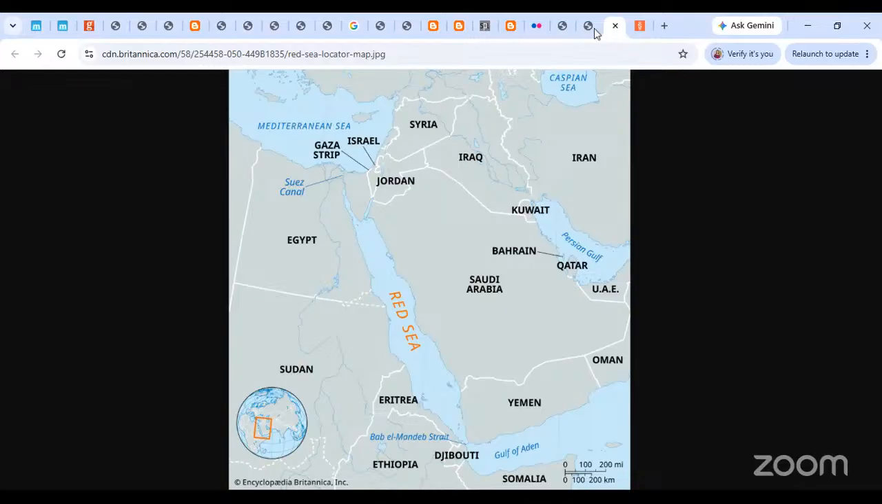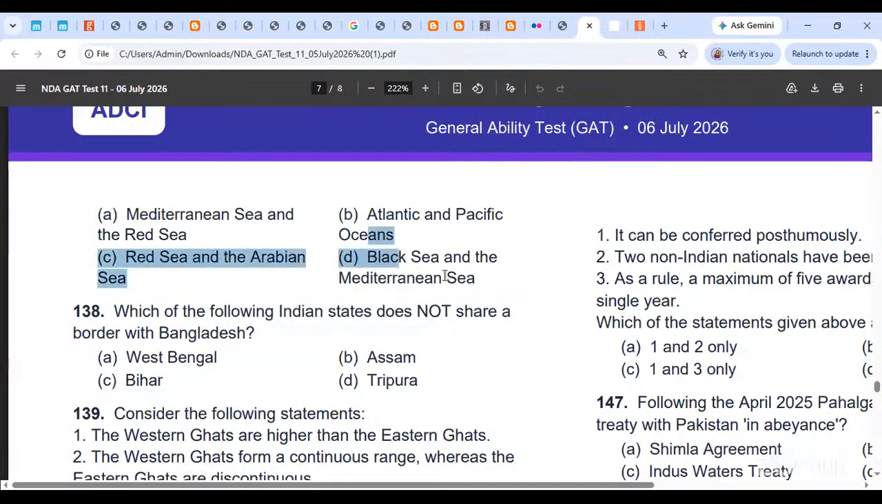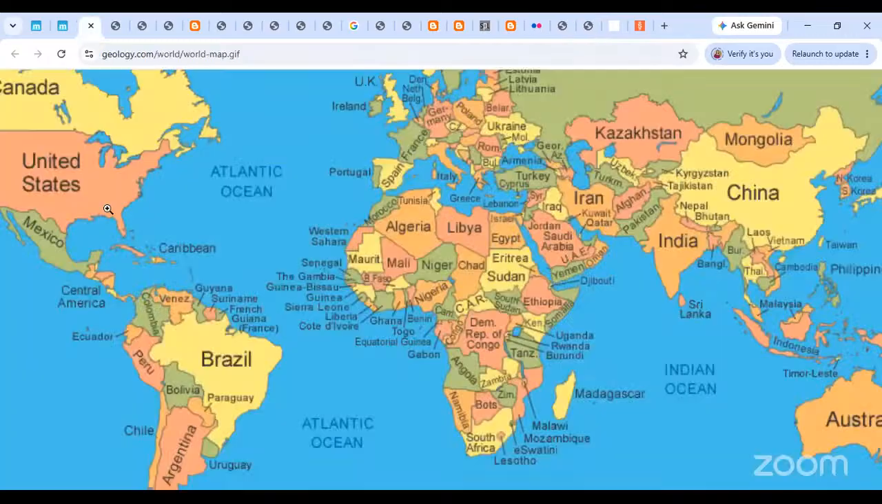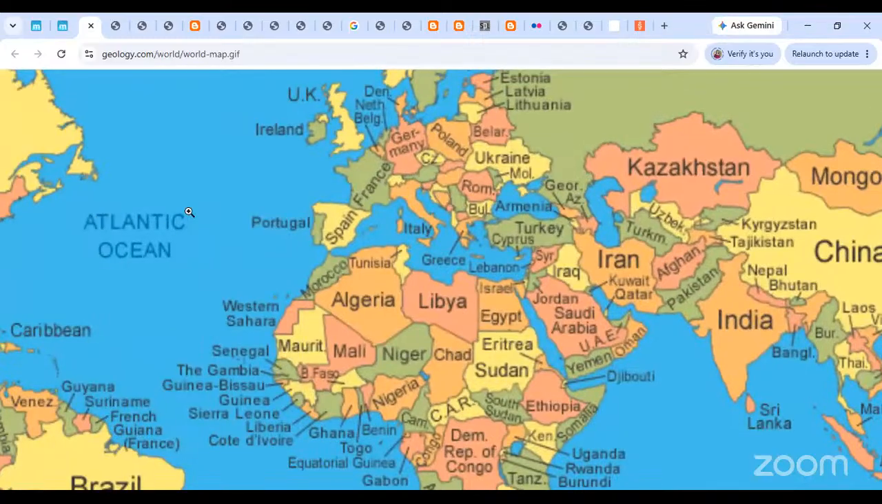And lastly, you were looking for a connection between the Black Sea and the Mediterranean Sea. So in the world, you're looking for this part.